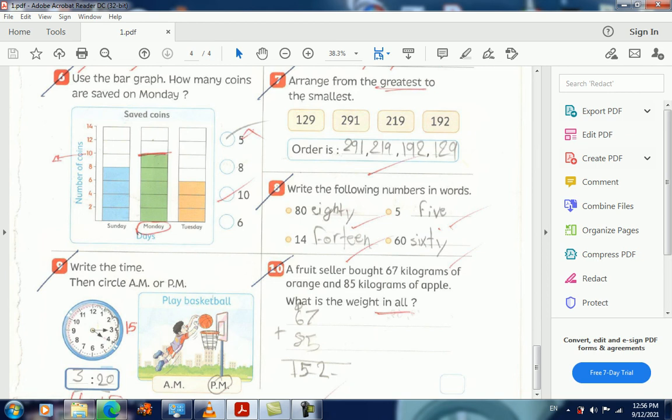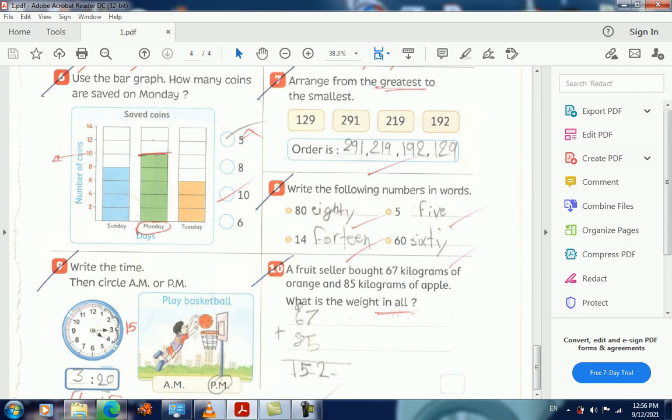And then they say that it's play basketball. So we have to choose between AM and PM. What does this mean? AM means in the dark night and PM is afternoon. So can we play basketball in the very deep night? No, we can't. So we cannot choose AM. But we can play in the afternoon. So we have to choose PM.